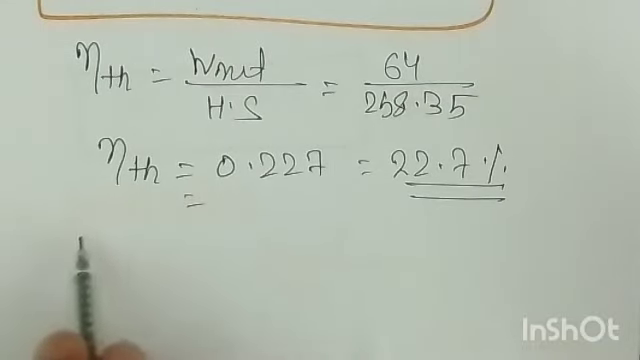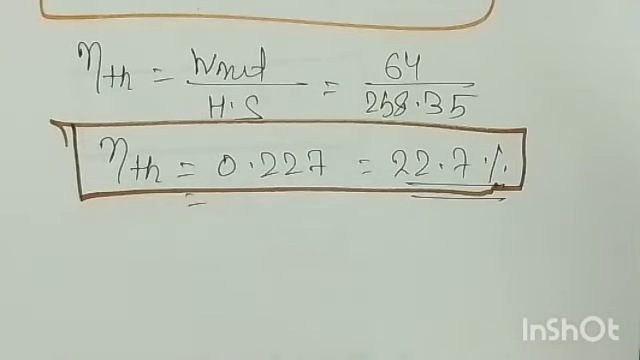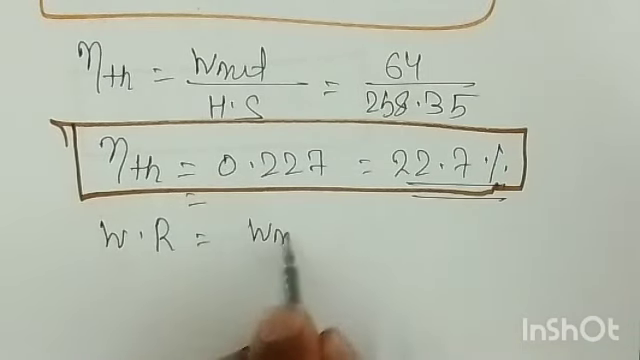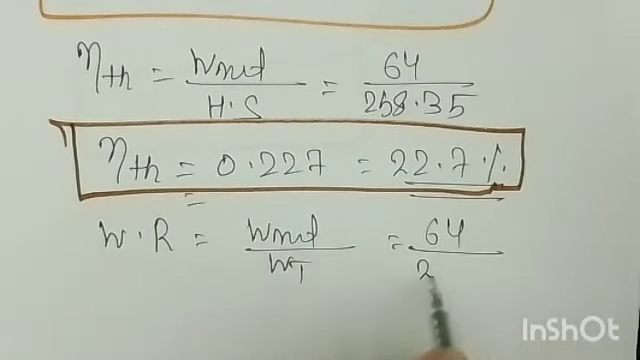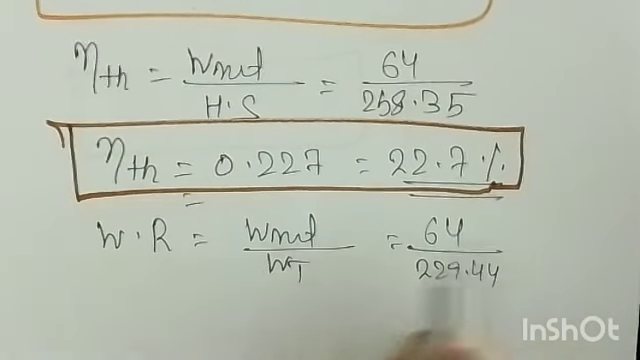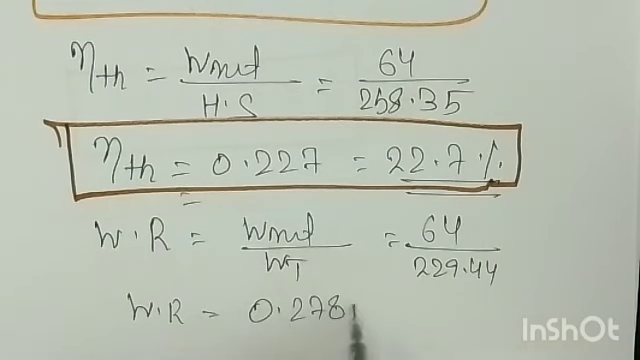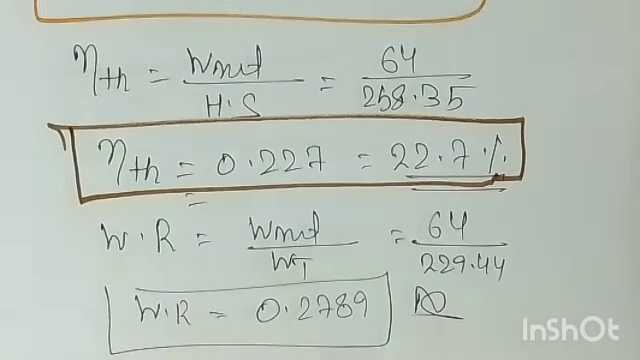So this is your second answer, right? Then you have the work ratio. The work ratio will not be affected, but I'll show you: W_net by W_T, W_net is 64 and this is 229.44. I remembered these values because I made a mistake two times right now. So this is 0.2789. So this is how we can solve a problem related to methods of improvement, right?